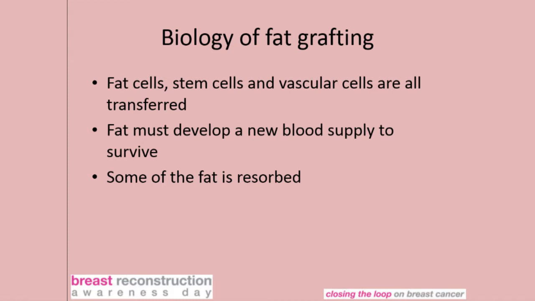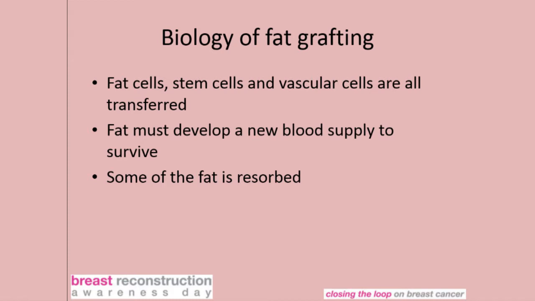And that's important because for the fat to survive in its new site in the breast, it has to develop a new blood supply there. So unlike the flaps you've heard about that take the blood supply with them, the fat that we put in doesn't have any blood supply, and so it needs to go and find itself a blood vessel to get some blood from, which is one of the reasons that we put it in very fine, thin lines.